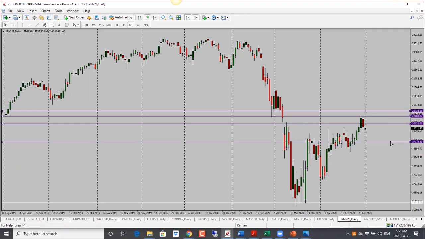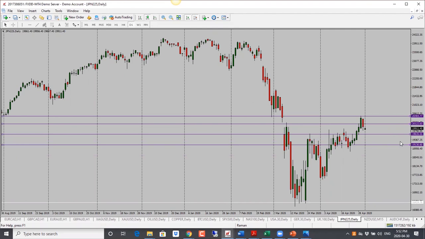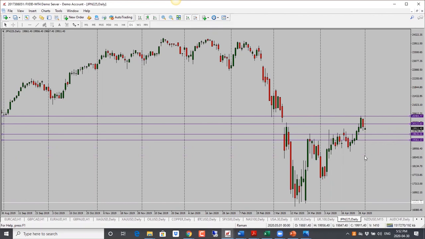And last one here, we have Nikkei. Nikkei is looking bearish as well. First target here is 19,635 and then 19,360. So bearish bias for Nikkei as well.